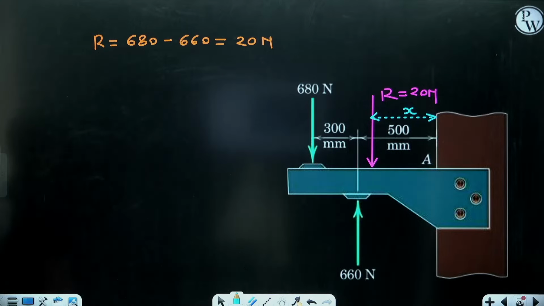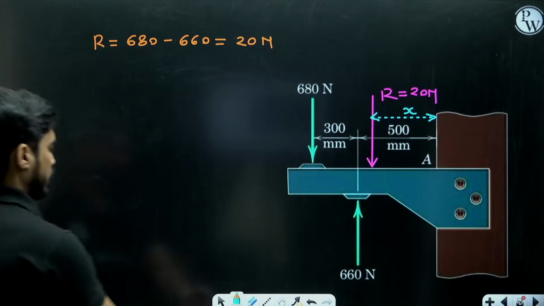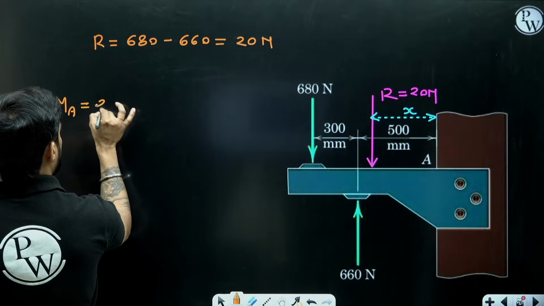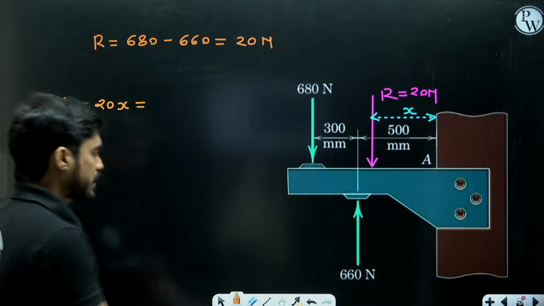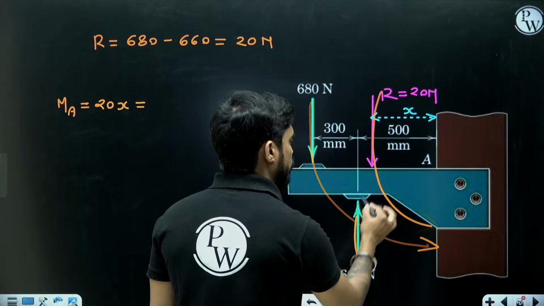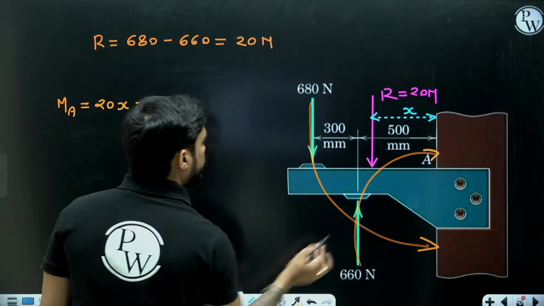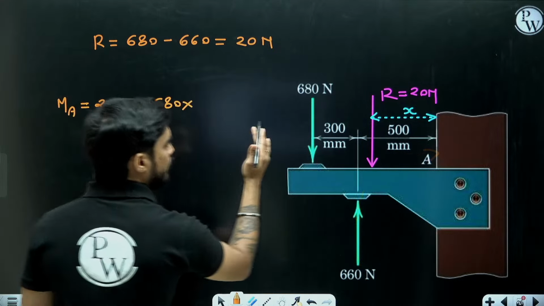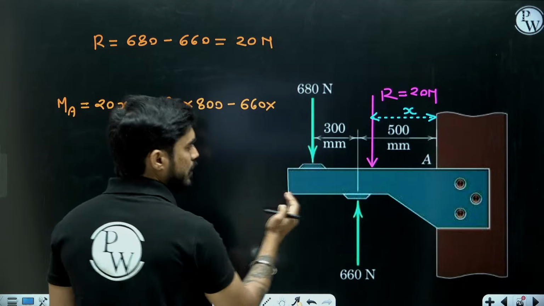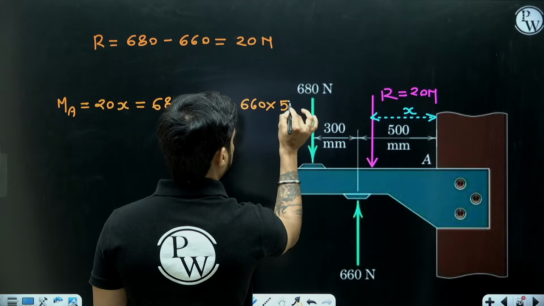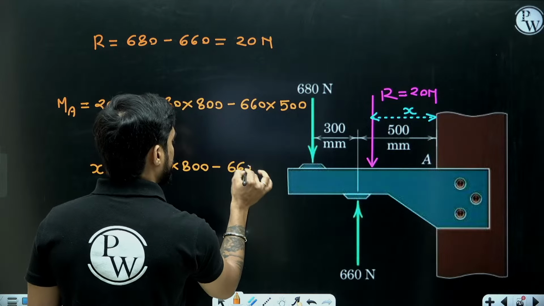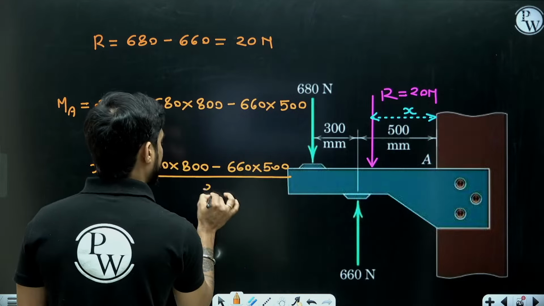So now what am I going to do? I will take moment at point A. If I take moment at point A, moment of R will be equal to 20x, and this moment is going to be anti-clockwise. Now moment of 680 will be anti-clockwise and moment of 660 will be clockwise. So 680 multiplied by 300 plus 500, 800, minus 660 multiplied by 500. So x will be equal to 680 into 800 minus 660 into 500, whole divided by 20.